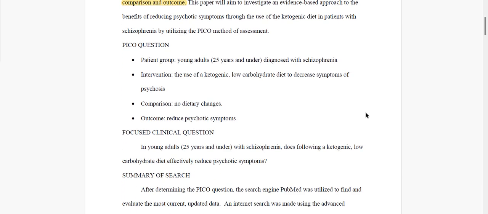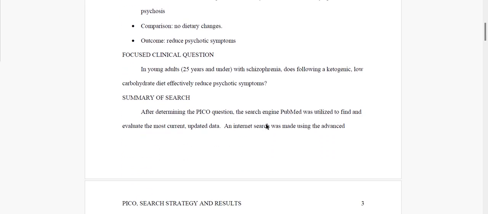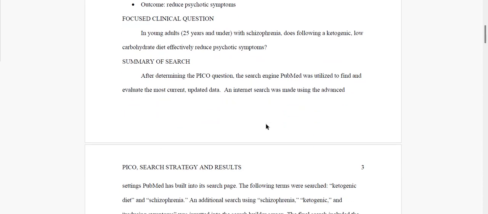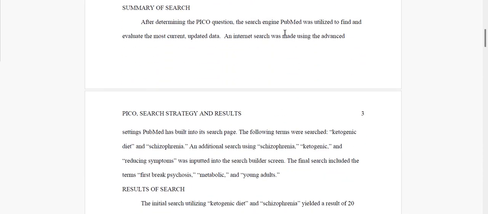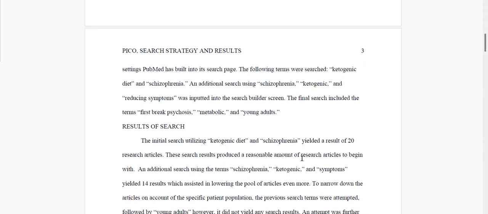Then, as mentioned before, we're getting into the PICO question where you're bulleting things. You've got your focus clinical question, your summary of research. So what did you utilize? What kind of keywords did you utilize? Did you utilize PubMed? Did you utilize CINAHL? Did you utilize other search engines? We'll be talking about those in week number 3.